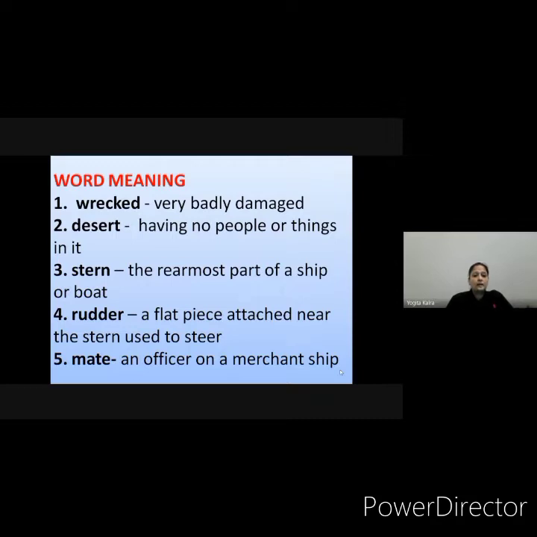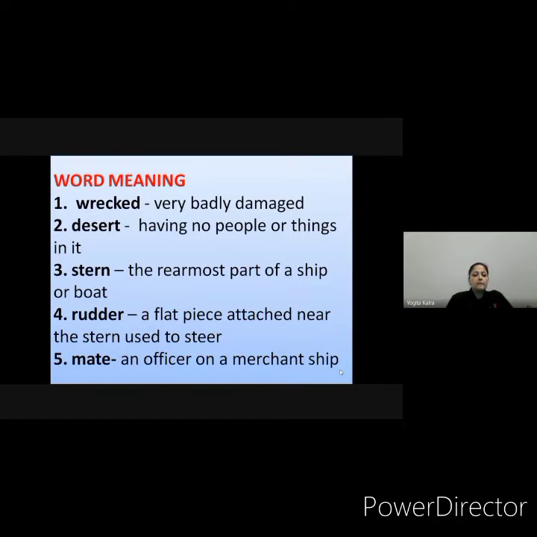Now, before I start with the summary of the chapter, let us first understand the word meanings given in the book. The first word is wrecked, which means badly damaged. The next word is desert, which means having no people or things in it. The next word is stern, which means the rearmost part of a ship or a boat. The next word is rudder, which means a flat piece attached near the stern used to steer.